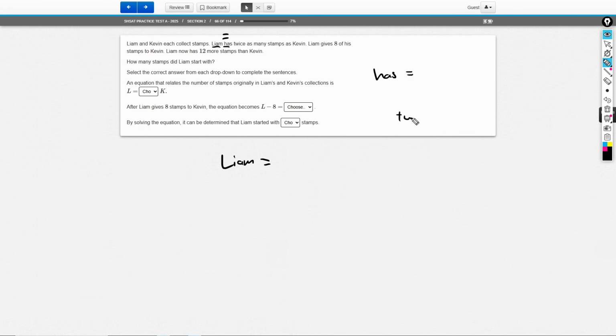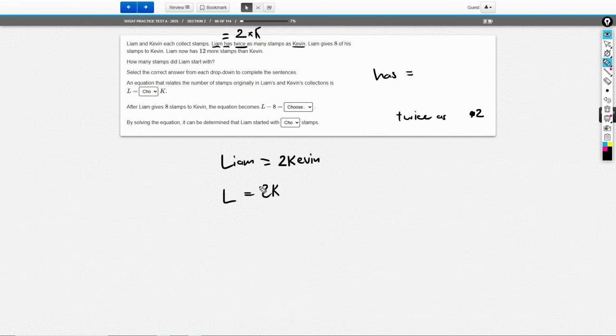Whenever you see twice as many, thrice as many, 1/2 as many, that means multiply by the number. So twice means 2, as many means multiply. And finally, Kevin is the recipient of that multiplication. So the number of stamps that Liam has is equal to 2 times Kevin's stamps, or 2 times K. If you wanted to further translate this into math, you could say that L for Liam is equal to 2K, K for Kevin. Remember, twice as means multiply by 2, and we're multiplying Kevin's stamps by 2.